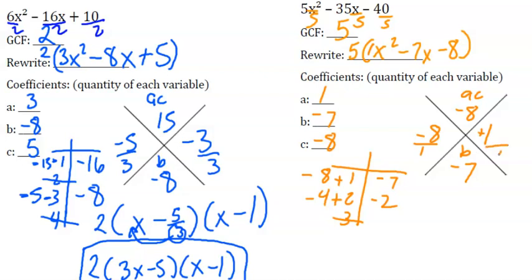Divide those by A, which is 1. And there's no fractions to reduce here, so we could just write our final answer. So we have 5 parentheses x minus 8 times x plus 1, and that is our factored form.